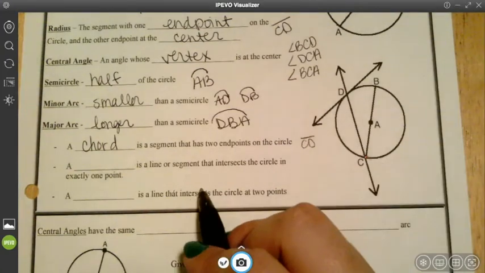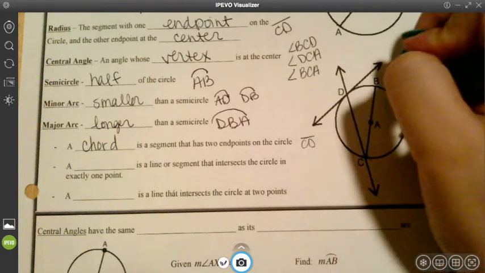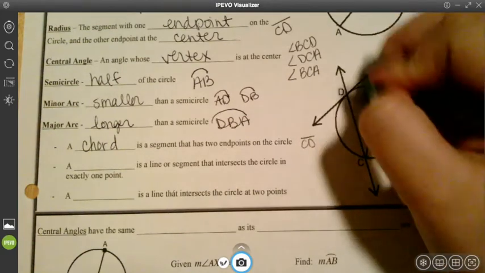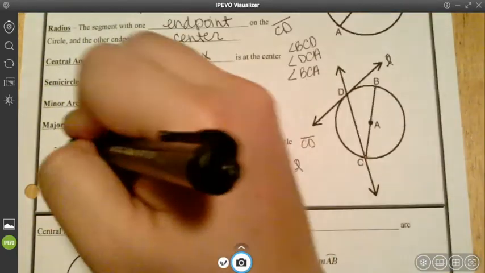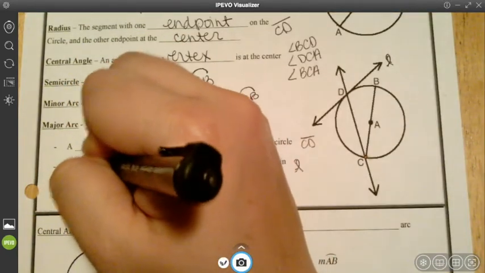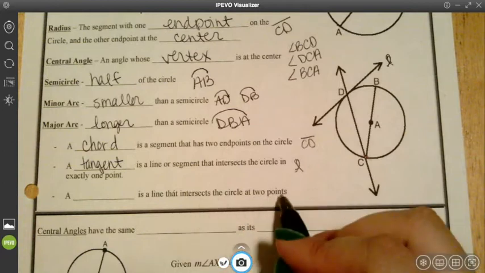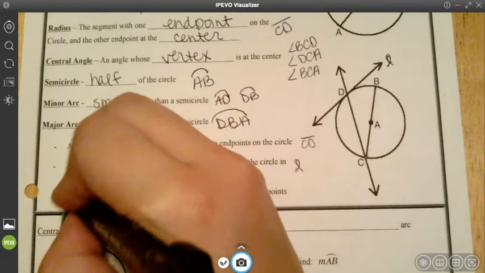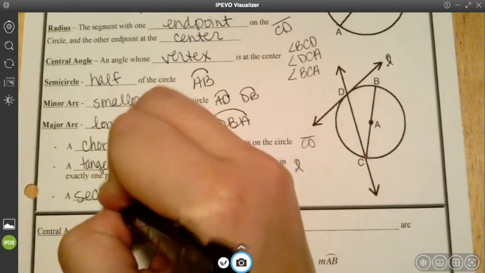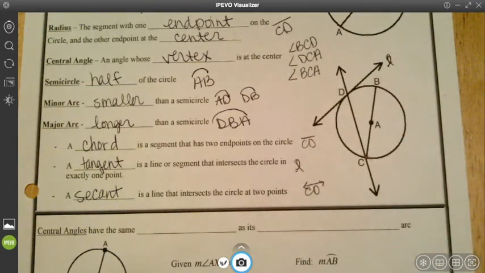A line that intersects the circle in only one point, that would be line D. Here, let's call it line L, because there are two lines that go through point D. So our example is line L. That is called a tangent. And it is related to tangent from trigonometry. A line that intersects the circle at 2 points, so the line that goes through CB, is called a secant. So that would be CB with arrows. The line is the secant.